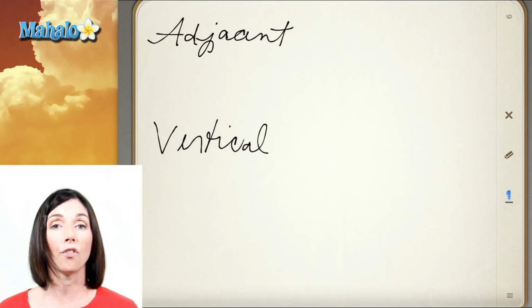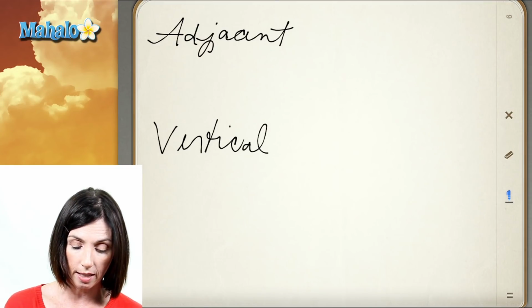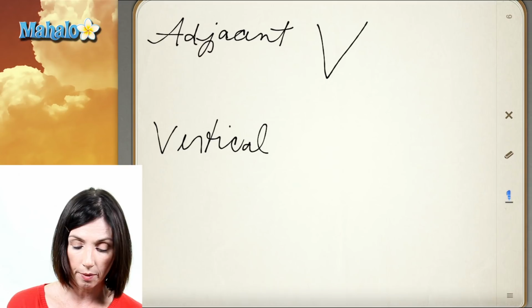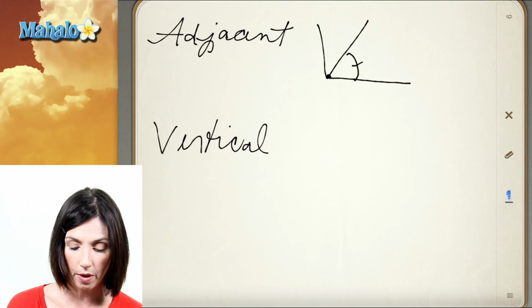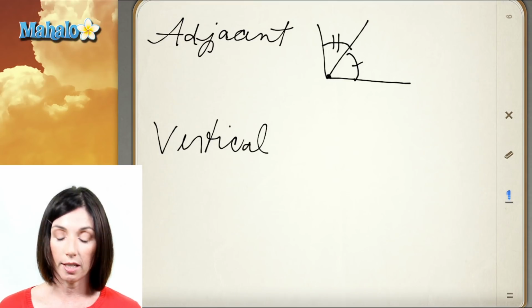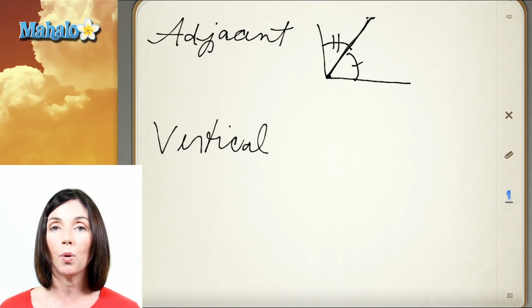Now, we can have adjacent angles. Adjacent angles share a vertex and a side, but no interior points. So that looks like this. We would have one angle here with this vertex, and then we would have another angle here. So we have this angle, we'll mark that with a little hash mark there, and then we've got another angle over here. Now, these two angles are adjacent.